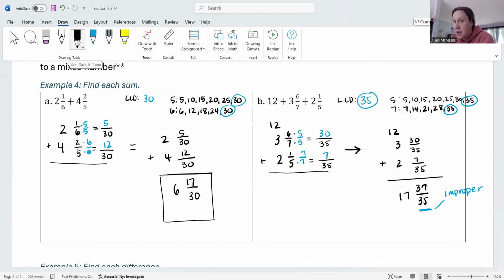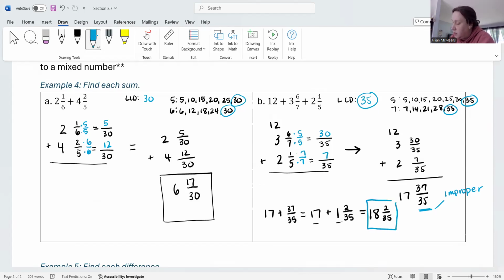If we have 17 and 37/35, that's like 17 plus 37/35. Well, we don't like the fact that that's improper. So let's convert 37/35 to a mixed number. Okay, so this is going to become 17 plus, well, we have to ask ourselves, how many times will 35 go into 37? 35 will go into 37 one whole time, but we have 2 left over. So 37/35 is really 1 and 2/35, and now we can easily add these two. So 17 plus 1 is 18, and then we get that 2/35. So this right here is our final answer.